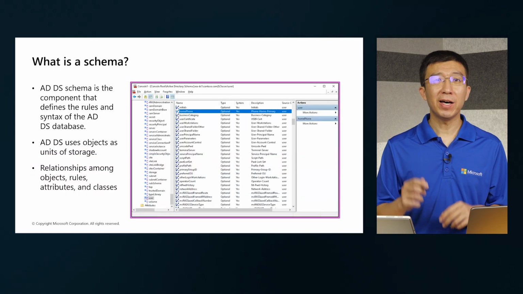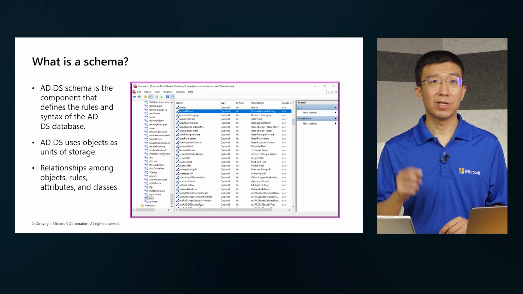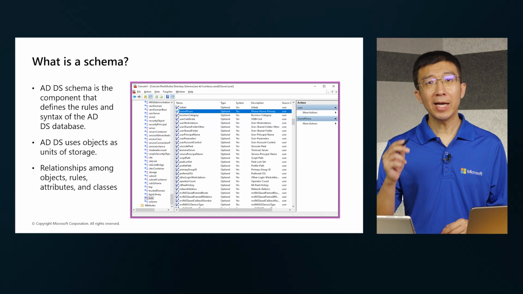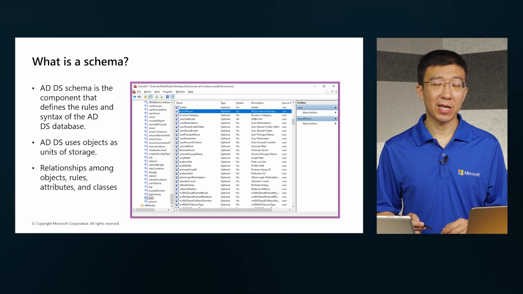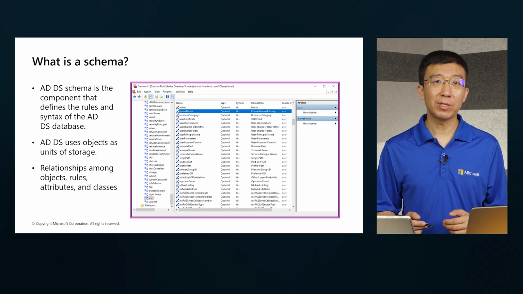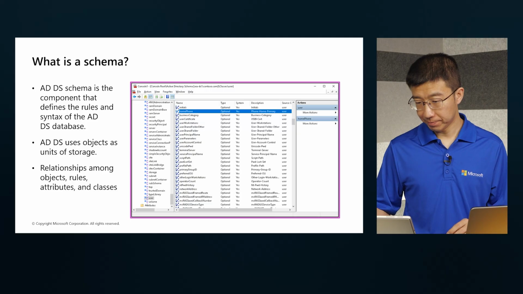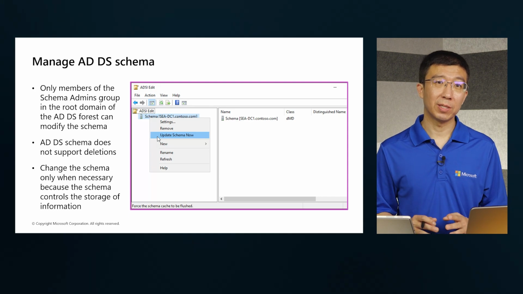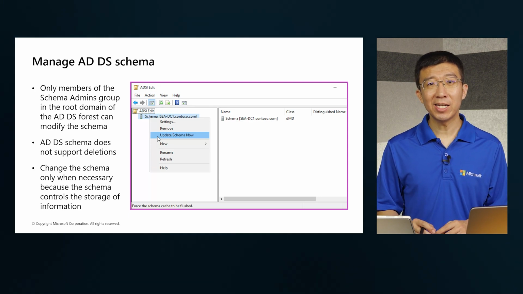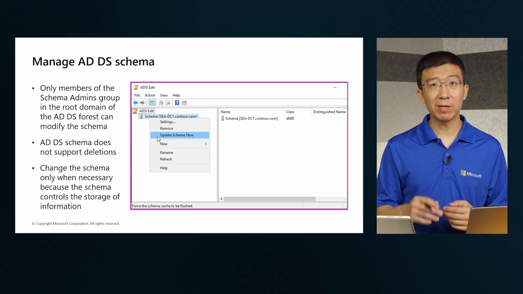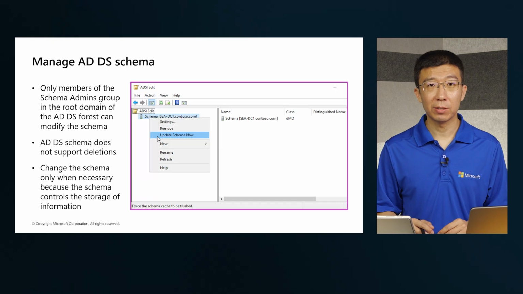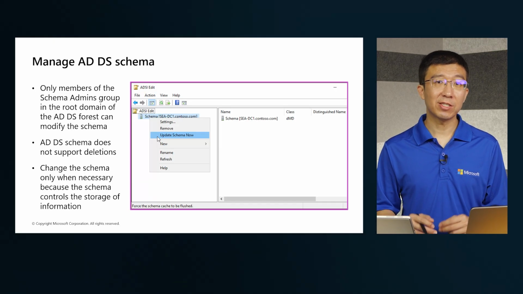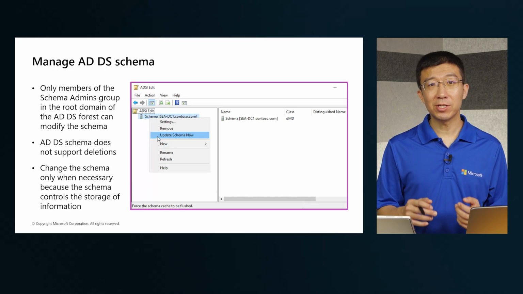The schema defines the rules and the structure of the ADDS database. It determines what types of objects and attributes can exist. The schema is hierarchical, with each level inheriting attributes from its parent. Only members of the schema admins group can modify the schema. Changes should be made carefully, as the schema controls how information is stored. The schema does not support deletions, so plan changes with caution.